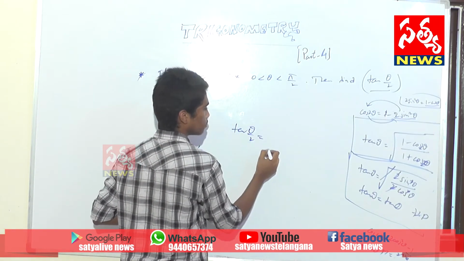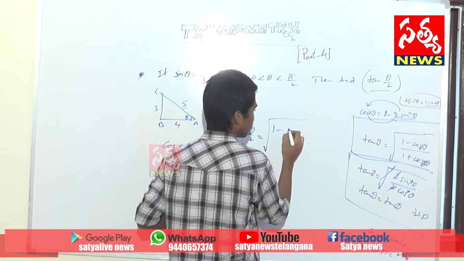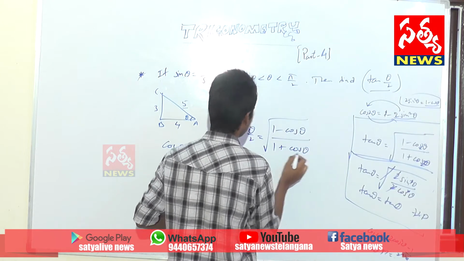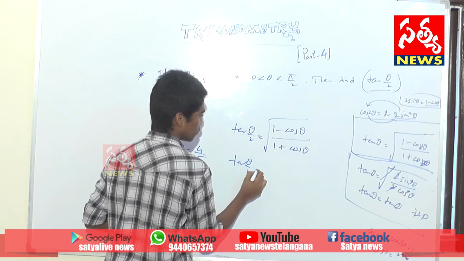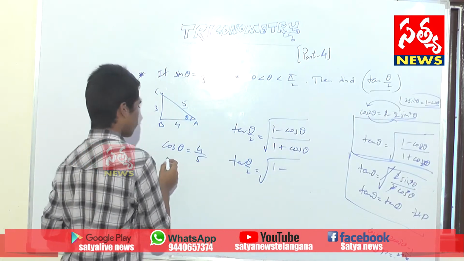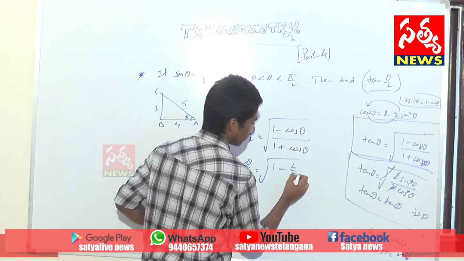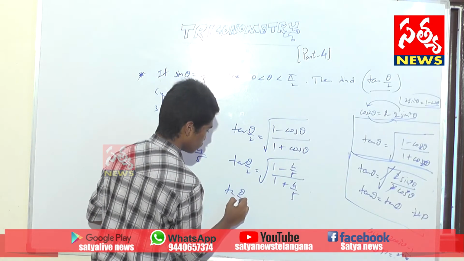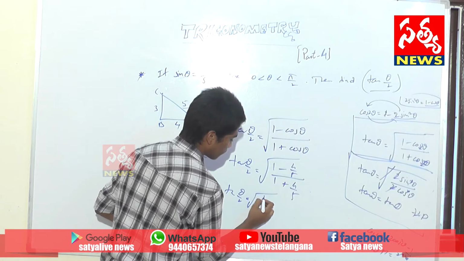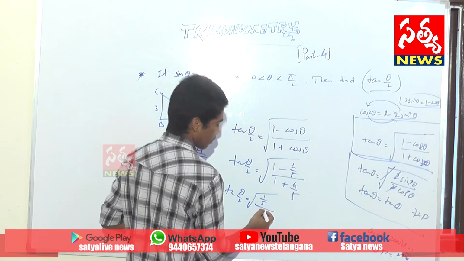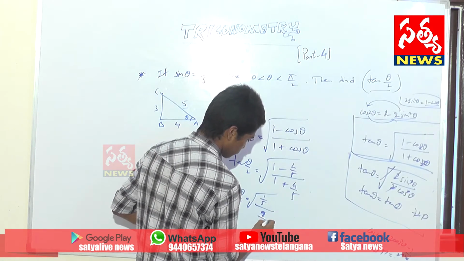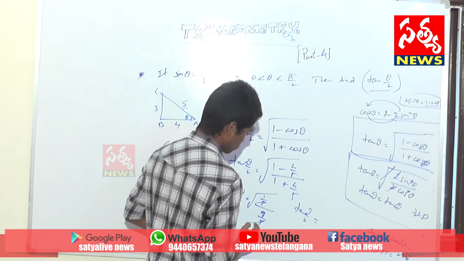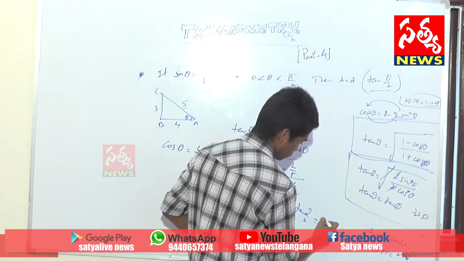Tan theta by 2 is equal to, using that formula, under root 1 minus cos theta by 1 plus cos theta. The value of cos theta is 4 by 5, so under root 1 minus 4 by 5 by 1 plus 4 by 5. That is 5 minus 4, 1 by 5, by 5 plus 4, 9 by 5. The 5s get cancelled, and tan theta by 2 is under root 1 by 9, that is 1 by 3.